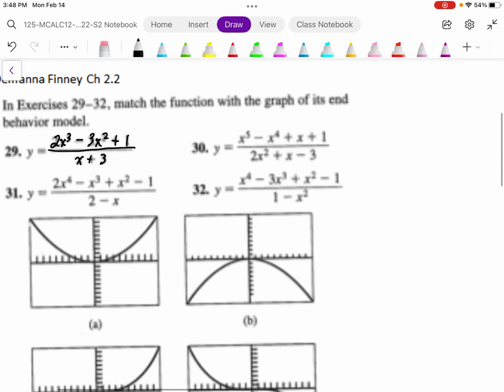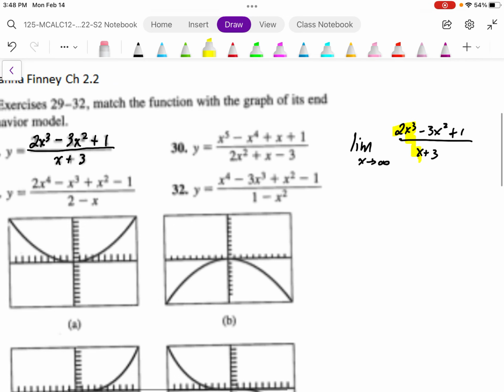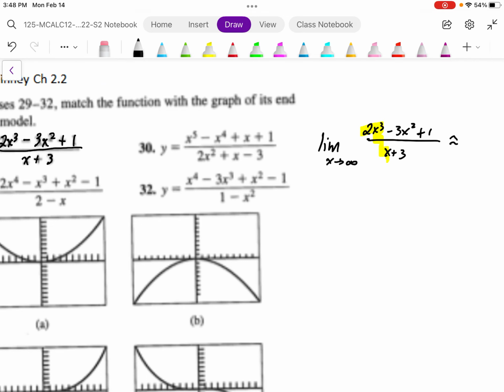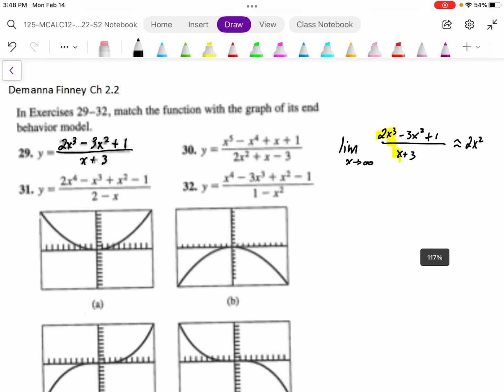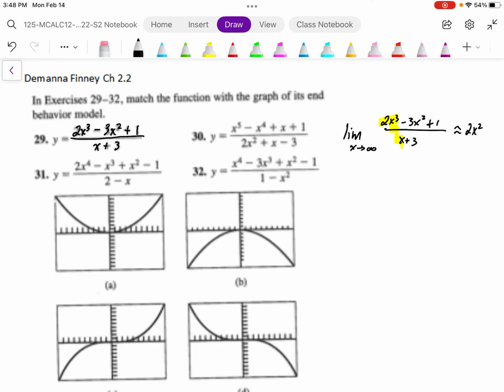But for 29, if I took a look at this limit, I'm going to take the limit as x goes to infinity of 2x cubed minus 3x squared plus 1 over x plus 3. We basically have a cubic divided by a linear function. Now, roughly speaking, I know that those two terms, when they divide out, are going to give me the behavior of this function. So it's going to behave approximately like a 2x squared function. So looking at this, I can see that the 2x squared function best matches this function here. It's a parabola and it's facing up.